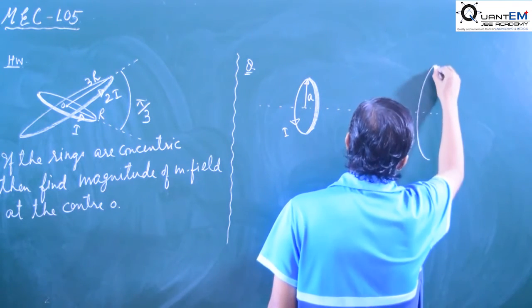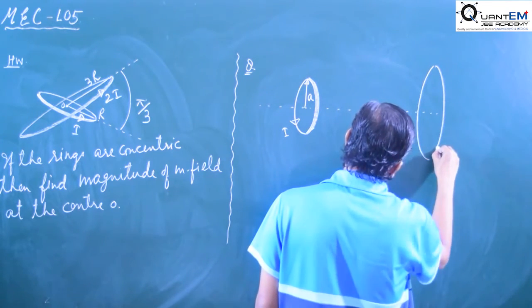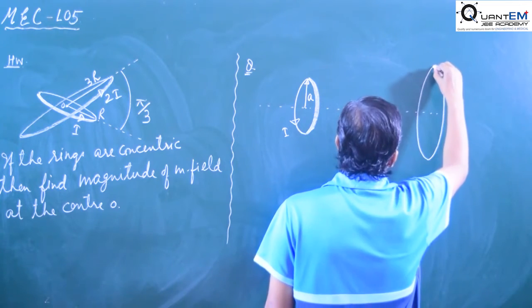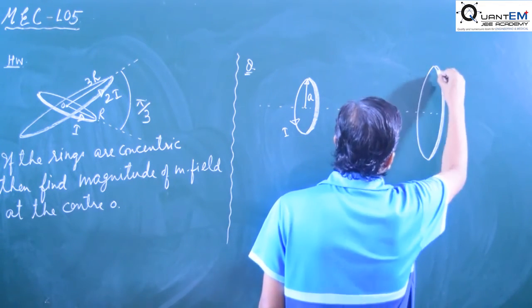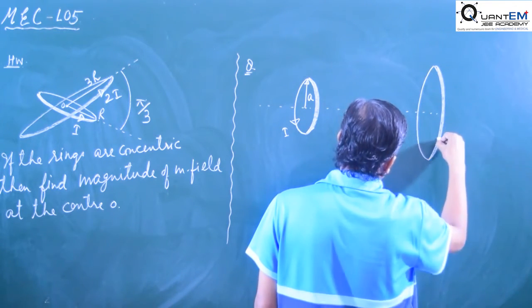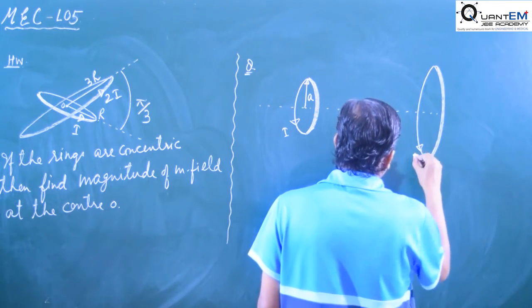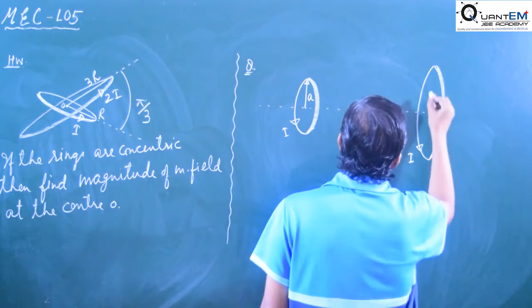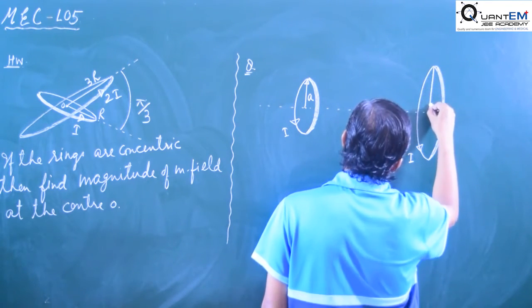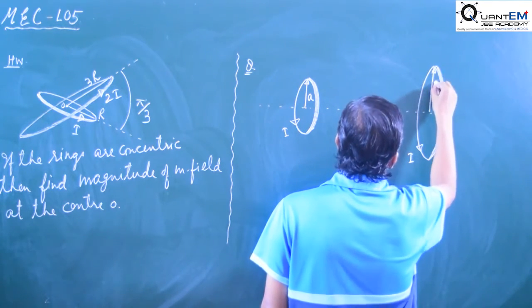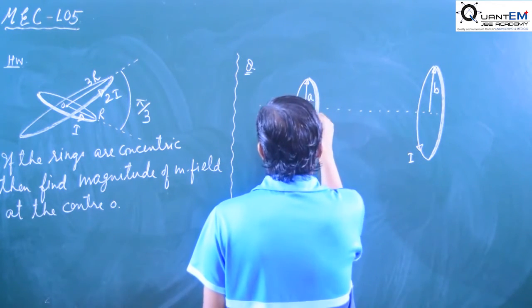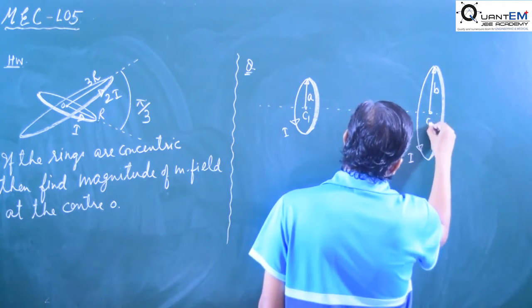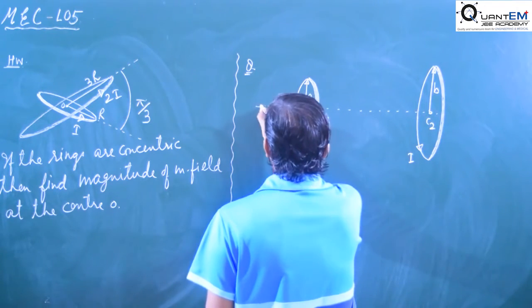We have another ring. Thick line is for outside the plane of paper. Here also current is I. This radius is B. The center of the first ring is also the center of the second ring.